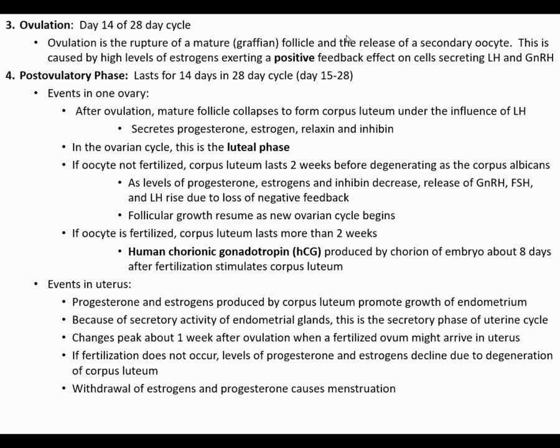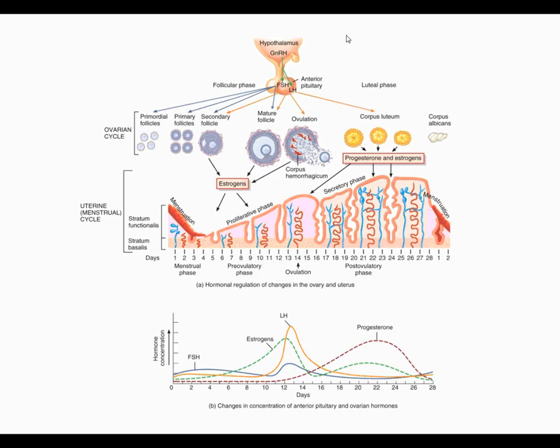In the uterus, progesterone and estrogens produced by the corpus luteum promote the growth of the endometrium. Because of the secretory activity of the endometrial glands, we call this the secretory phase of the uterine cycle. Changes peak about 1 week after ovulation when a fertilized ovum might arrive in the uterus. If that doesn't occur, progesterone and estrogen levels decline due to degeneration of the corpus luteum. And if they are withdrawn, this results in the whole process starting over again. And that process is menstruation.